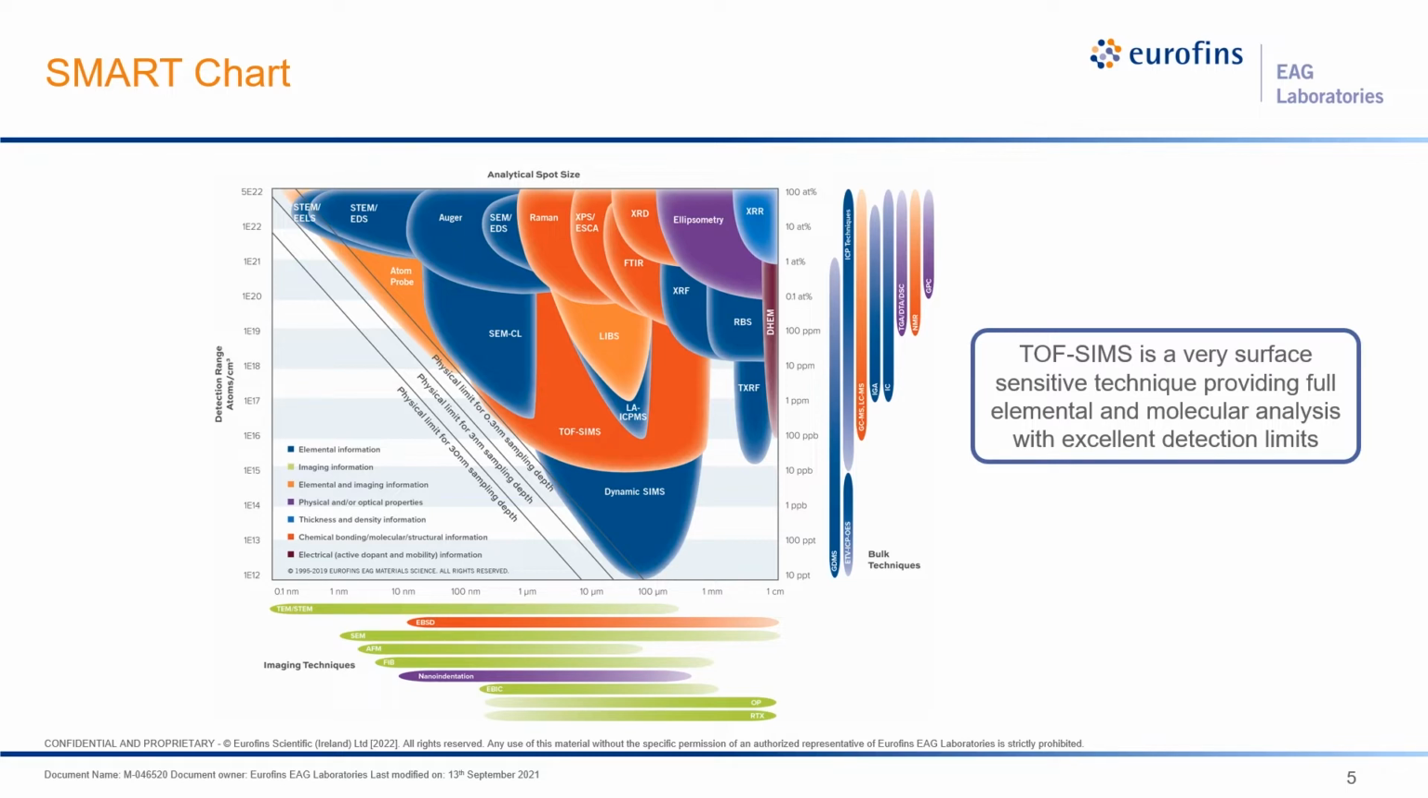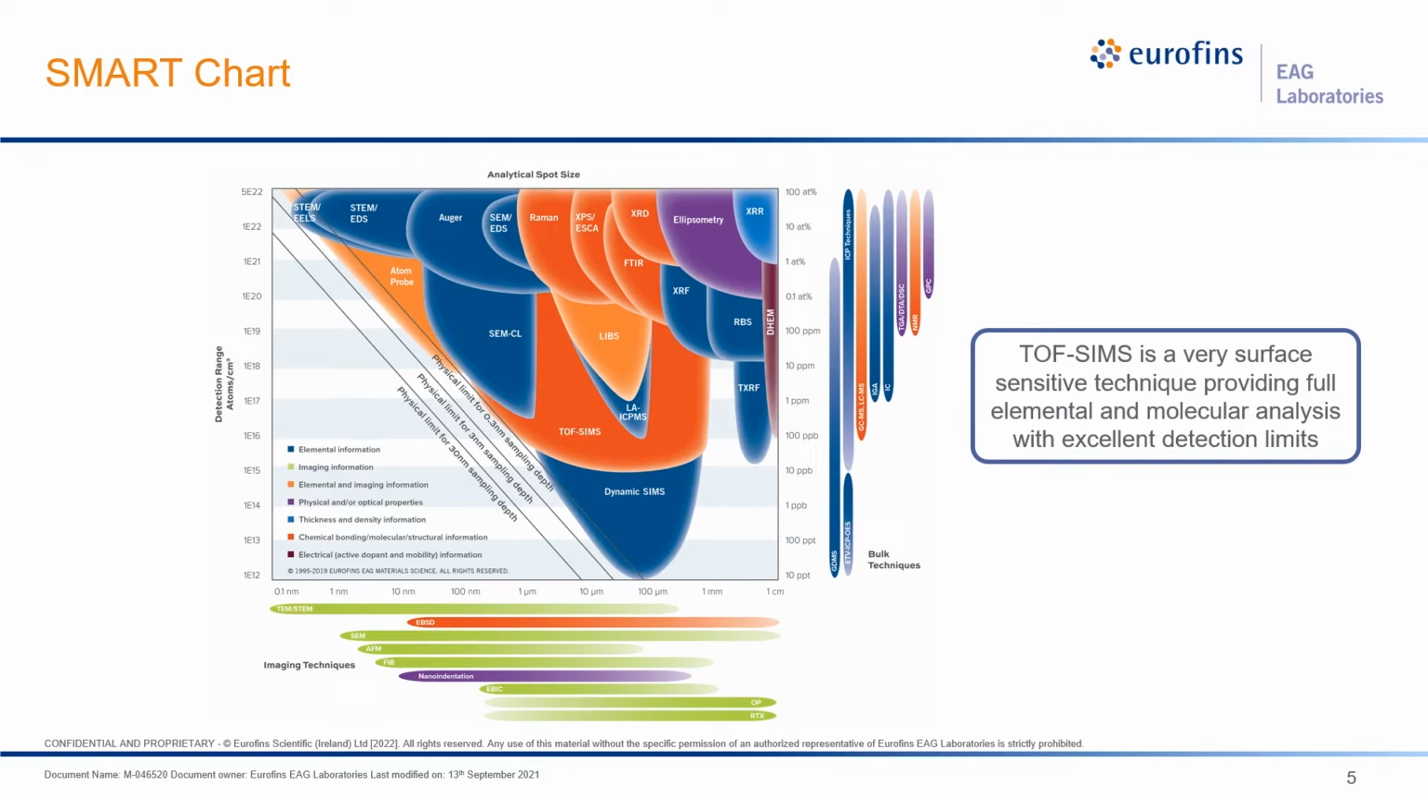A brief word about the things outside the main box. Over on the right-hand side here, these are techniques which generally only give you a concentration measurement, and they don't necessarily have a spatial or dimensional aspect to them, only concentrations. So they're outside the box on this side.